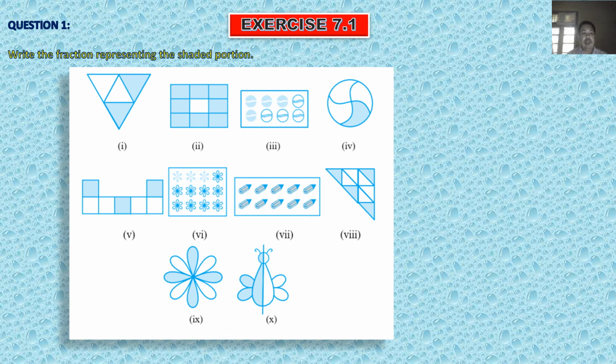So first, Roman number 1. Okay, let us see in the solution. You can see in Roman number 1, the whole part is divided into 4 parts, isn't it? And 2 parts are set. That means it is.